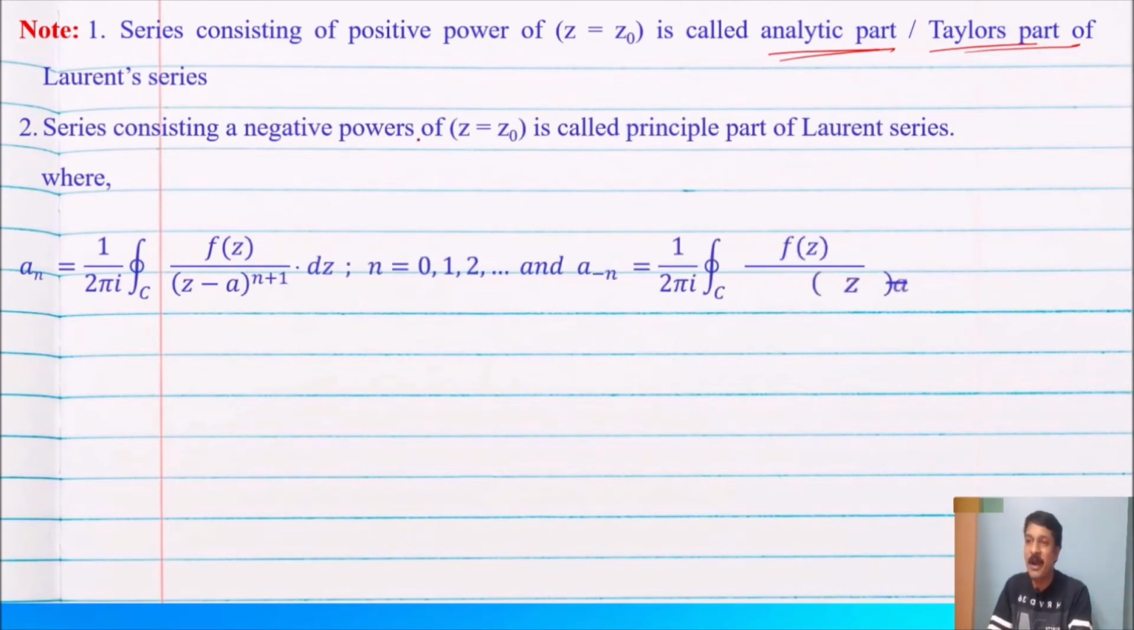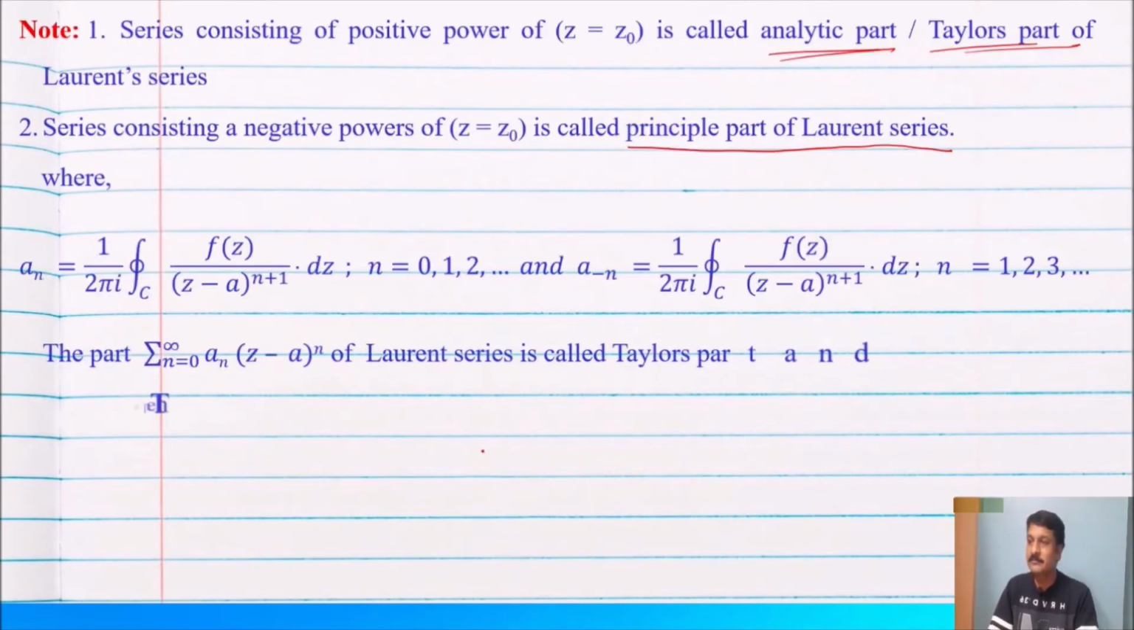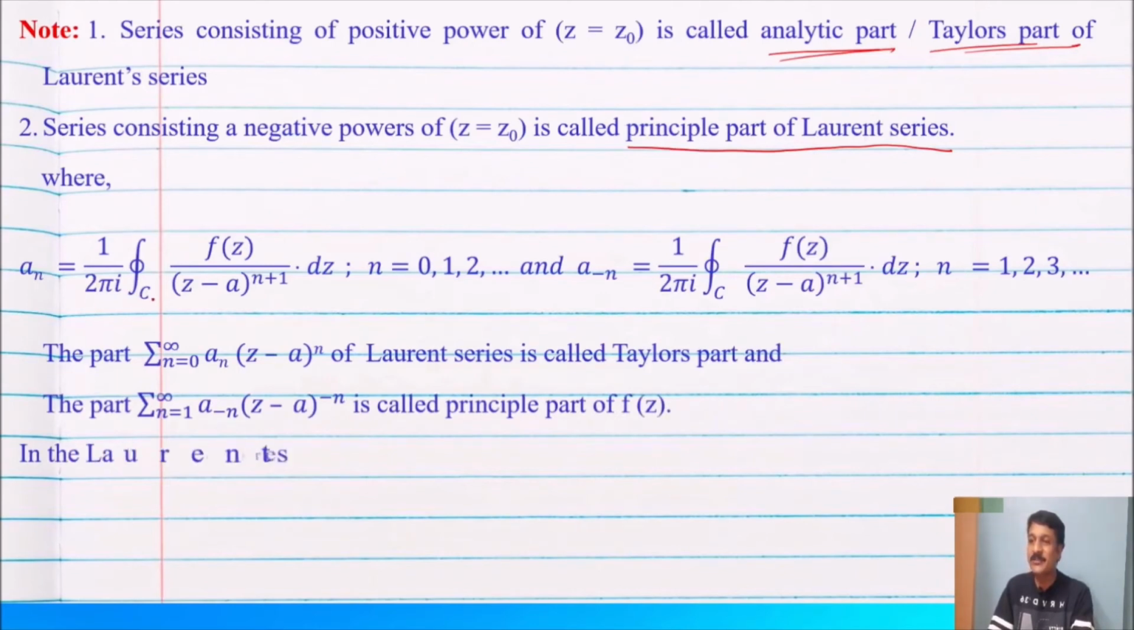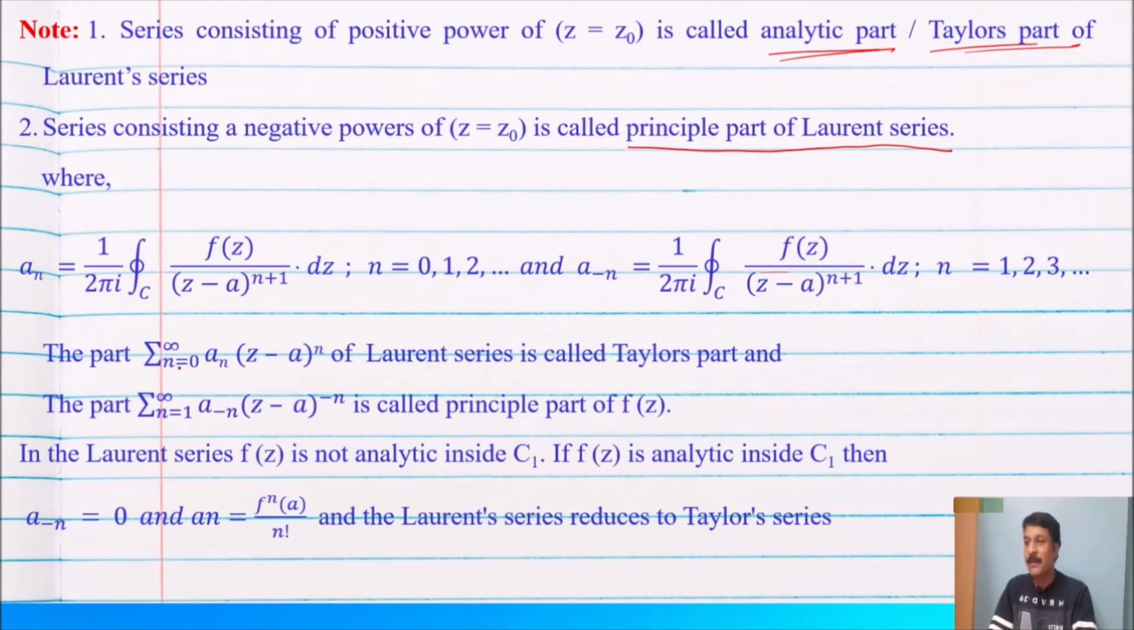The series consisting of negative powers of z minus a is called the principal part of the Laurent series. Means this part is known as the principal part of the Laurent series, where a n equal to 1 upon 2 pi i integration over C f(z) upon (z minus a) raised to n plus 1 dz, where n equal to 0, 1, 2 dot dot dot. The same value you can put for a suffix minus n equal to 1 upon 2 pi i integration over C f(z) upon (z minus a) raised to n plus 1, but here values of n are 1, 2, 3 like that. The part summation n varies from 0 to infinity a n (z minus a) raised to n of the Laurent series, that we already know, is the Taylor's part. And the part with negative powers of z minus a is called the principal part of f(z).